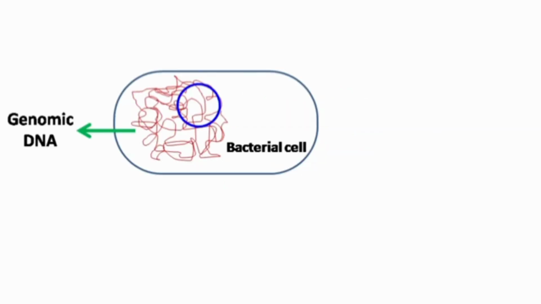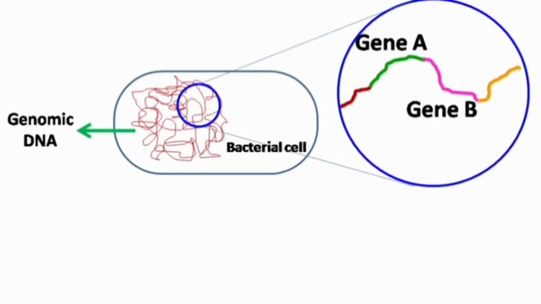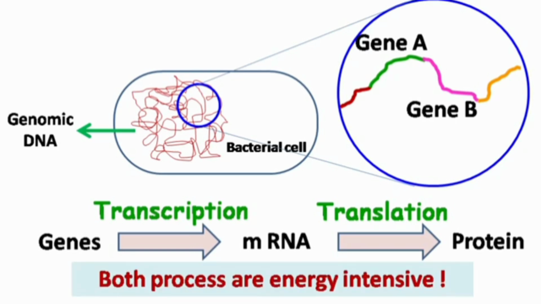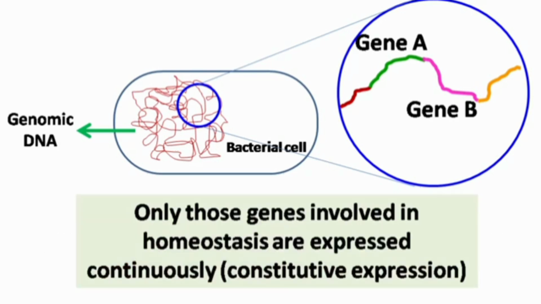The genomic DNA of bacteria has many genes. Genes, by the process of transcription and translation, form a protein. Both transcription and translation are highly energy intensive, hence only those genes that are required for homeostasis are continuously expressed. This type of expression is known as constitutive expression.